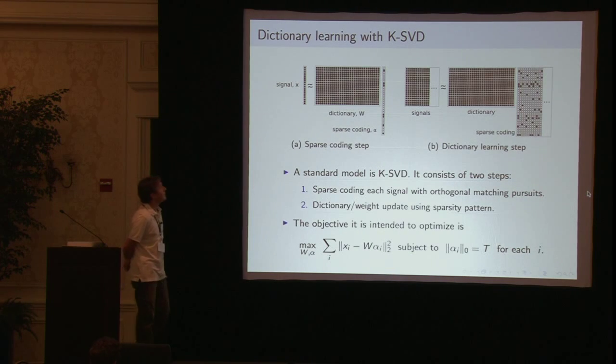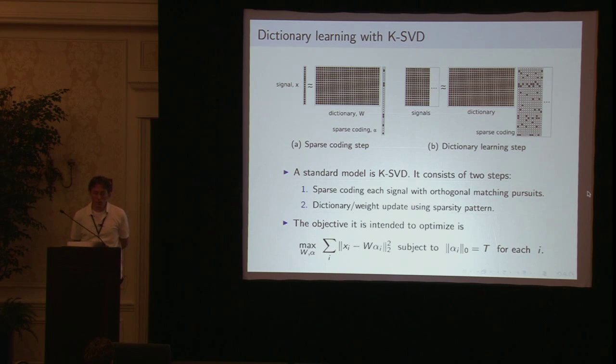So KSVD is, I think, the most famous way of doing this. It consists of two steps. First, we have the sparse coding step, so that's A, the first picture I showed, where, given a dictionary W and holding that fixed, we want to sparsely code each signal in our data matrix with this vector alpha. So basically find the sparsity pattern, find where the non-zeros are in each column of that alpha matrix. And then given that sparsity pattern, we want to update the actual dictionary and the weights on the non-zero entries to better approximate the signals.